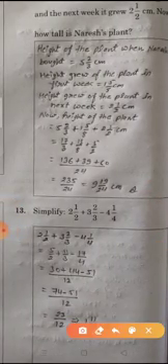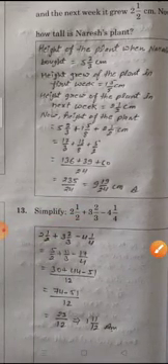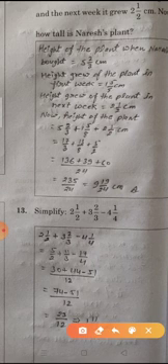Question number 13. So student, this is the last question of this worksheet and this chapter also. So simplify 2 whole 1/2 plus 3 whole 2/3 minus 4 whole 1/4. So first we convert into improper fractions. So 5/2 plus 11/3 minus 17/4.